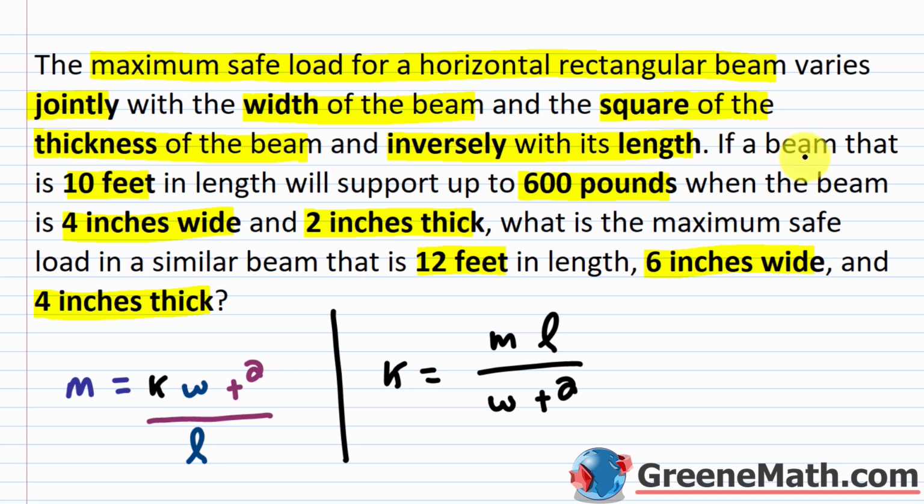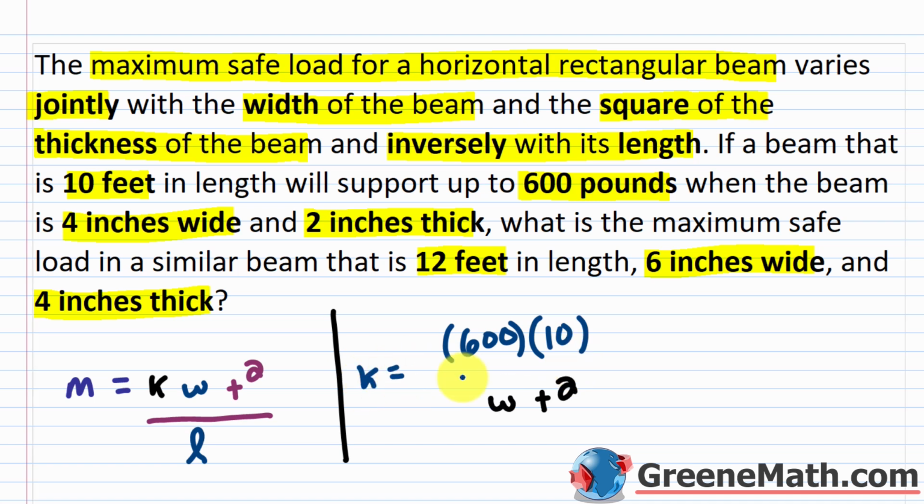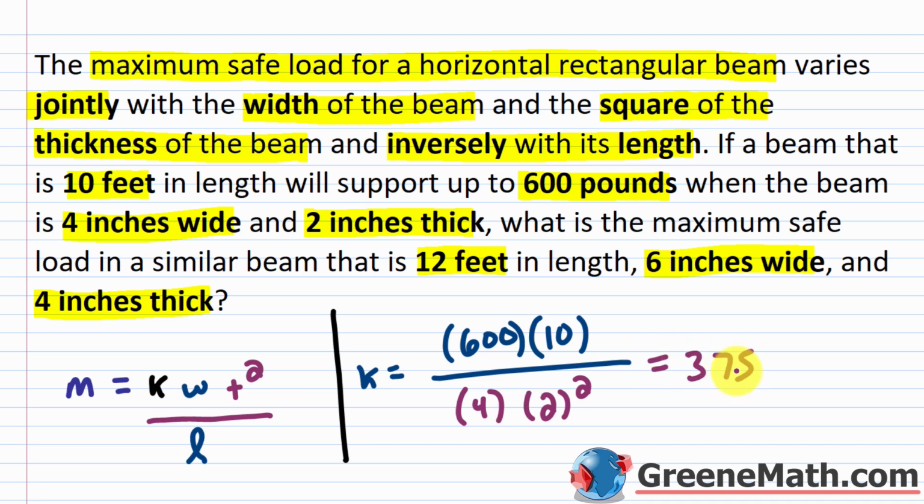So in the first scenario, again, a beam that is 10 feet in length, so the length is up here, so we're going to put 10 right there. And then it says, will support up to 600 pounds. Again, the M represents the maximum safe load for a horizontal rectangular beam. So that's going to go up here. This is my 600. Then it says when the beam is 4 inches wide. So the width is 4. Let's put that in down there. And 2 inches thick. So this would be a 2. And then don't forget to square that. So really, you could write this as 4 squared because 2 squared is 4. So it's going to end up being 16 in the denominator because 4 times 4 is 16. So this would be equal to 375. So that's my value for K.